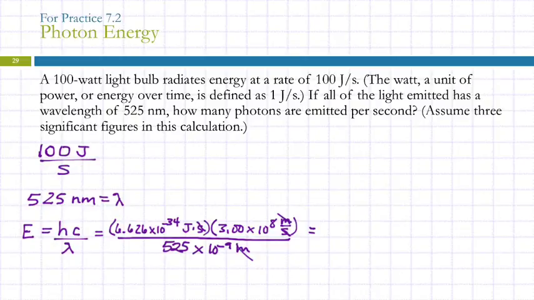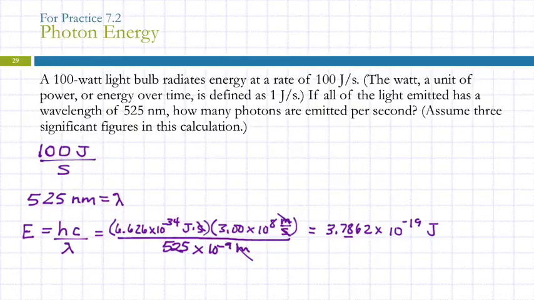So I got 6.626 EE minus 34 times 3 EE8 divided by 525 EE minus 9. They told us to use 3 sig figs. 3.7862 times 10 to the minus 19. And what's the unit? Joules. That is a really small number. That is the energy of one photon.